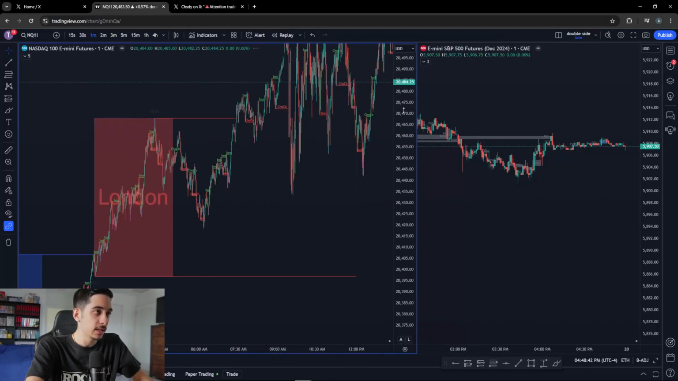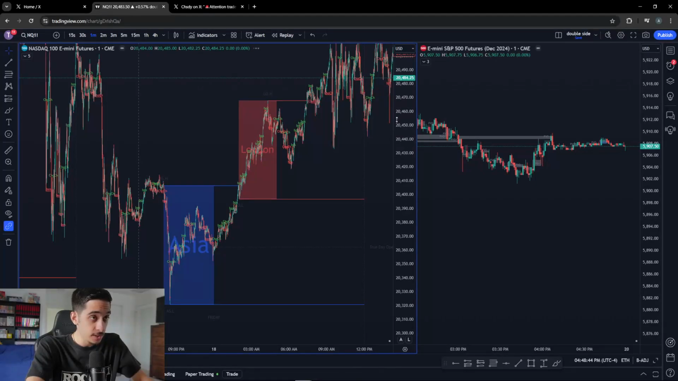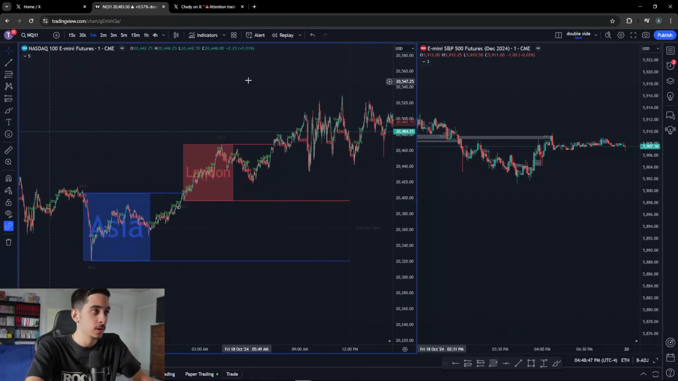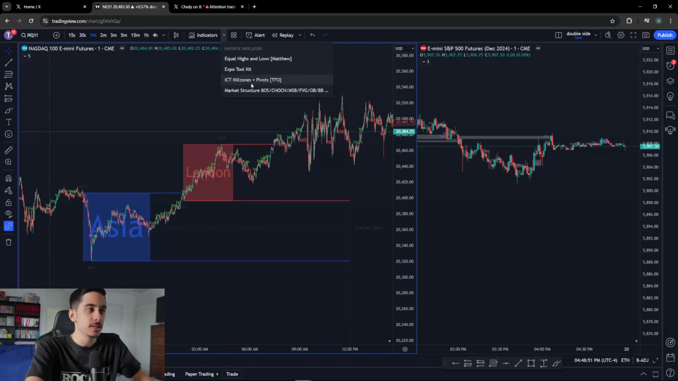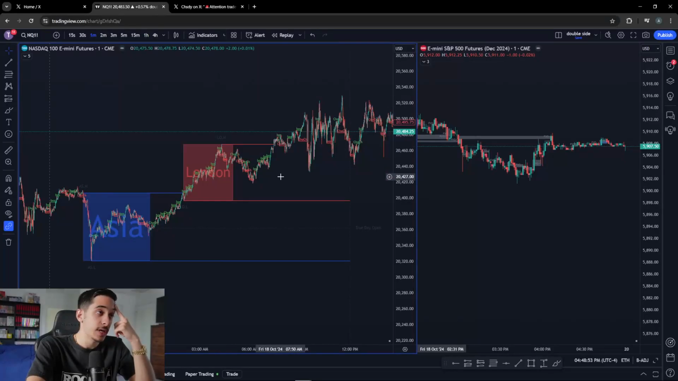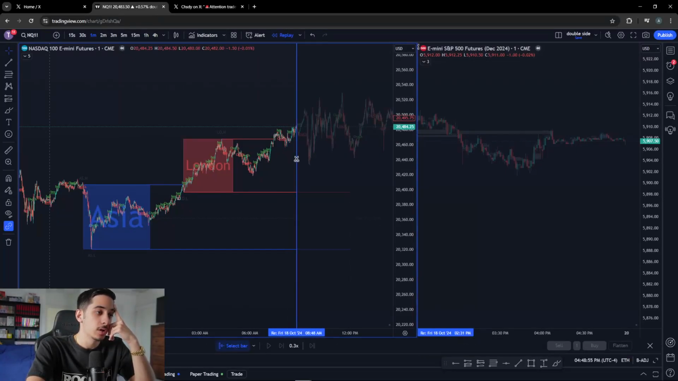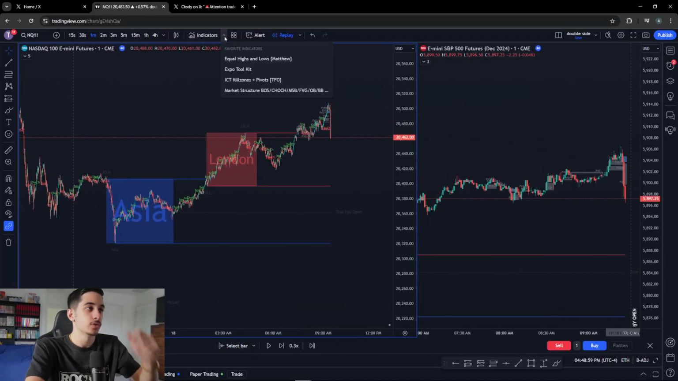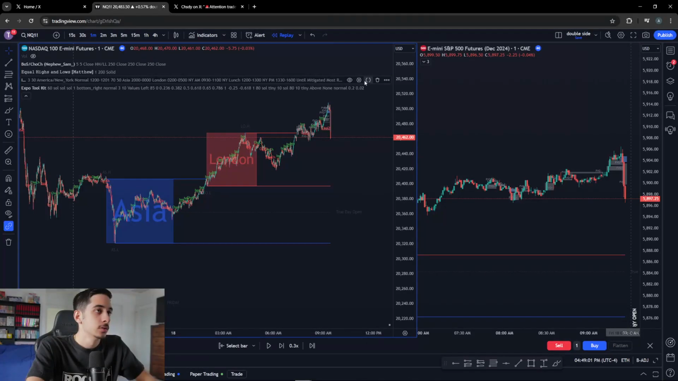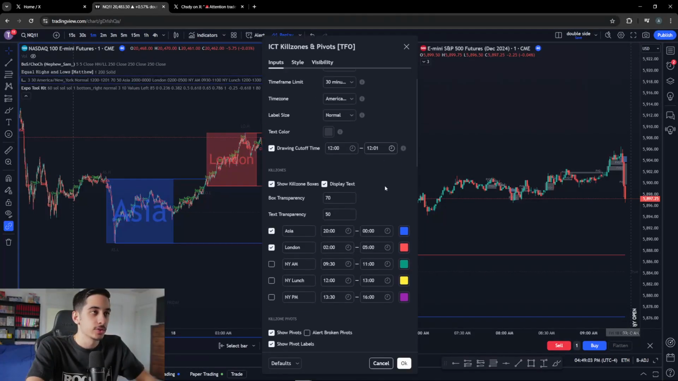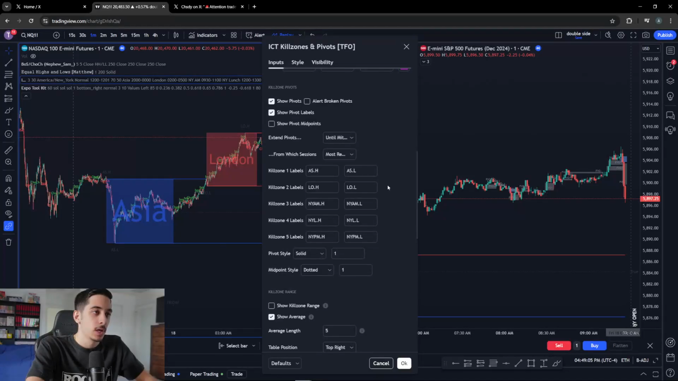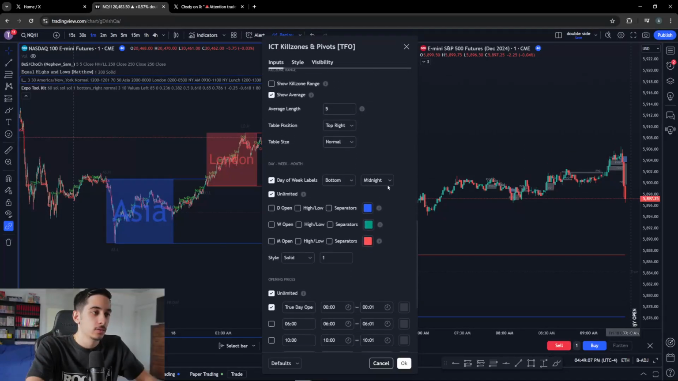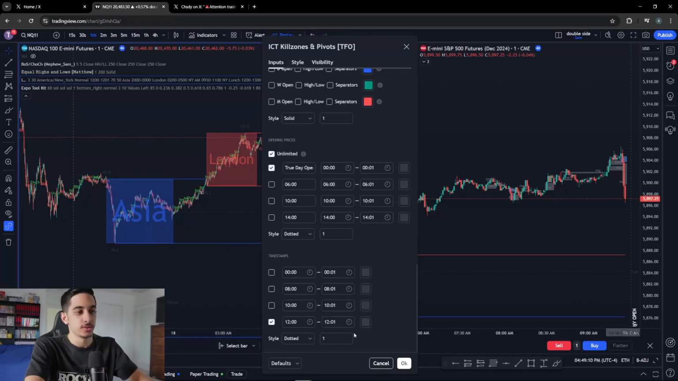So overnight high low means London and Asia high low. I have this indicator here. You can download it. It's called ICT Kill Zones and Pivots. Once you download that on TradingView, it will automatically do this. Okay, here are my settings. I will also show that. You could just copy these settings here, and then it will automatically draw out the Asia and London sessions for you.